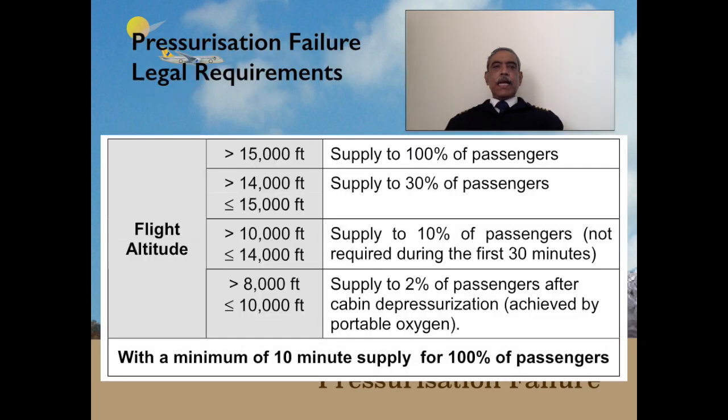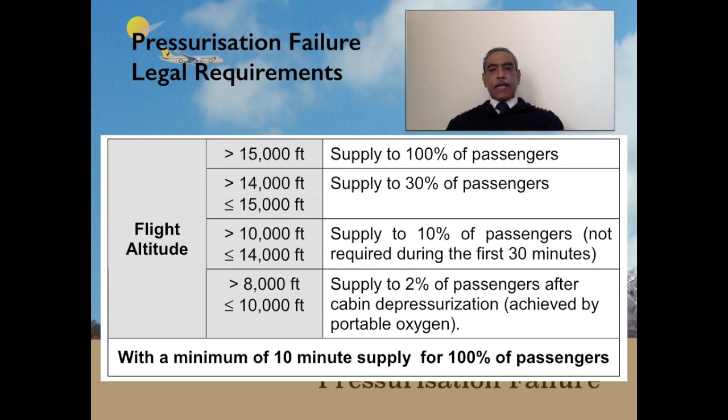See some legal and rule positions regarding the supply time requirements. Here the table gives the flight altitude and different altitudes, and what the provisions should be. For example, above 15,000 feet, there must be supply to 100% of passengers for the entire duration. And greater than 14,000 feet and less than 15,000 feet, it should supply to 30% of the passengers.